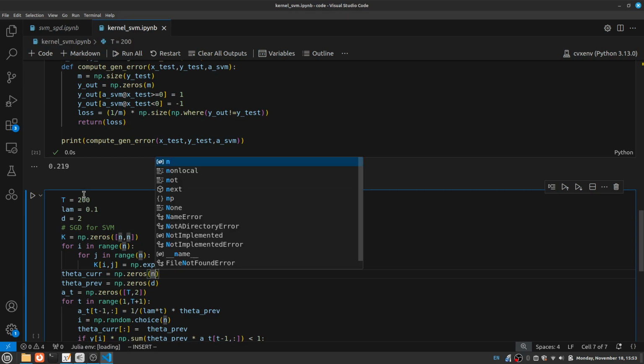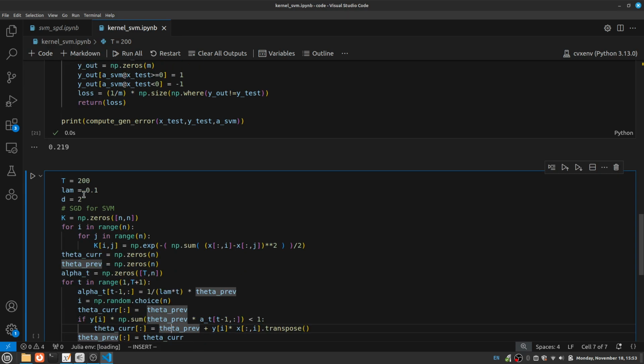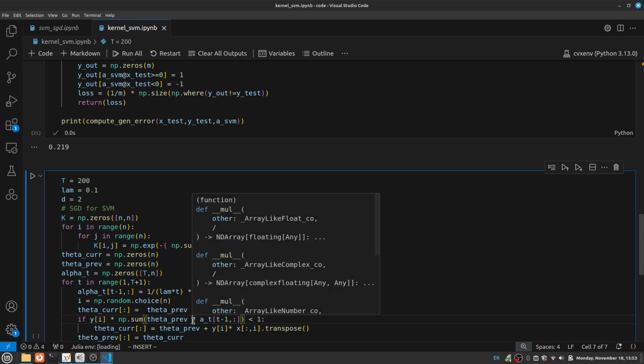In this case, the thetas are n-dimensional vectors. Alpha is equal to this. Alpha is this, and zeta current is equal to zeta previous. This I have to change.